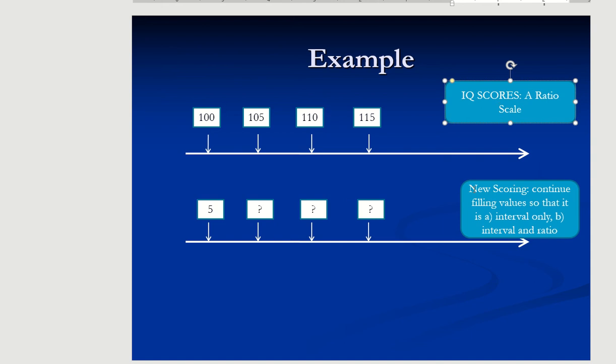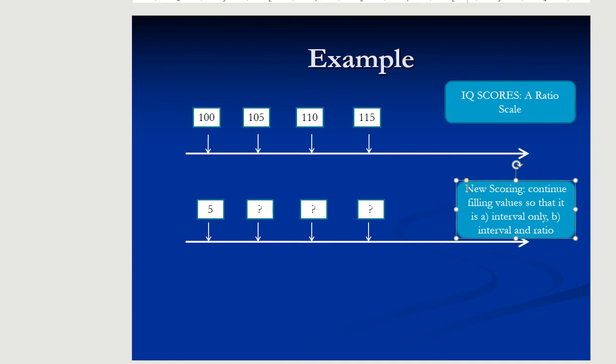The question is, there's a new scoring for intelligence, which is not the IQ. It's based on the IQ, but you're asked to fill the leftover values in such a way that this new scale comes out to be an interval scale. Okay, when we say interval scale, it means just interval, not a ratio. And so part A, or do it again so that you get a ratio scale.